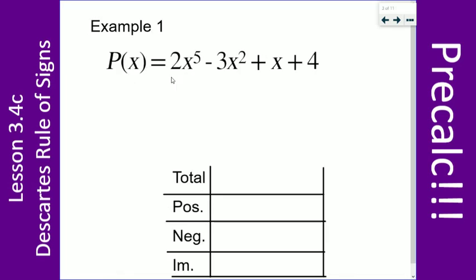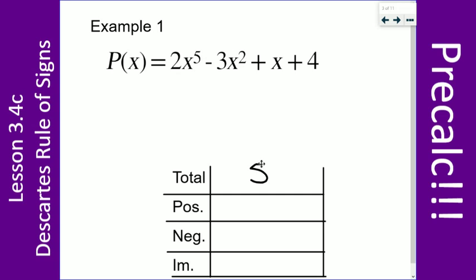Okay, so example 1. Step 1, we want to write that function so the exponents are in decreasing order. So we go 5 to 2 to 1 to 0. Good. 5, 2, 1, 0 is our exponents, and they're in decreasing order. Great. So now we want to say, all right, how many total exponents do we have? What's our biggest number of exponents, which will tell us how many total solutions we can have. In this case, our largest exponent, our degree, is 5. So we have 5 total solutions. And now we want to figure out how many positive solutions we have.